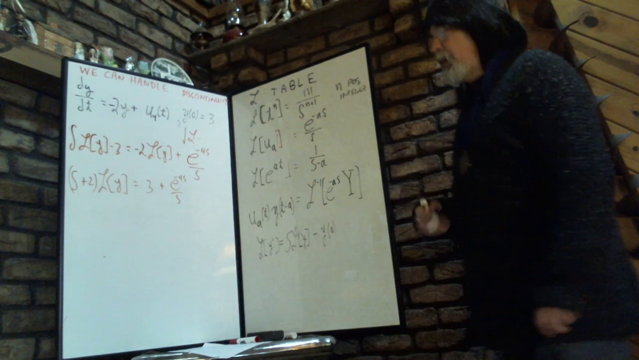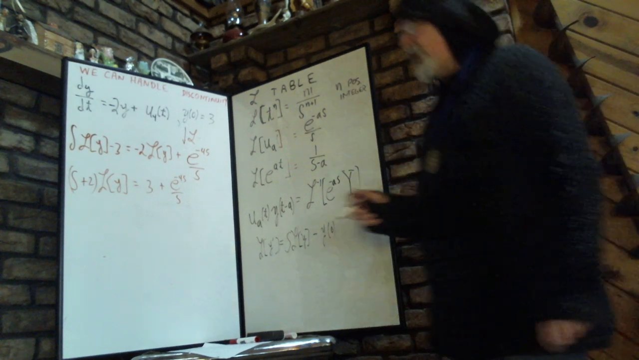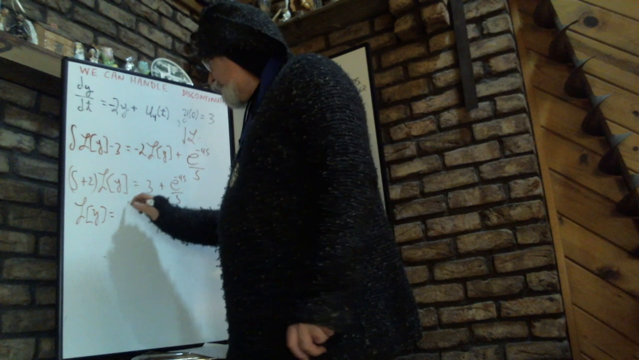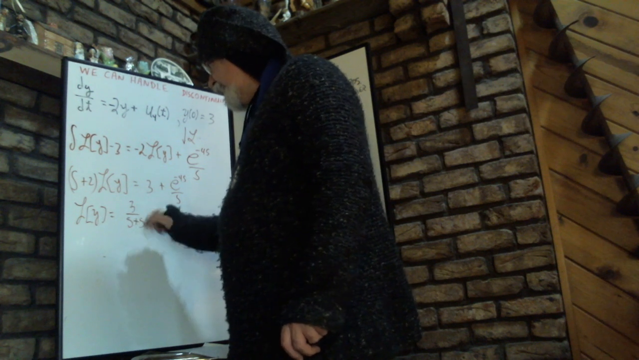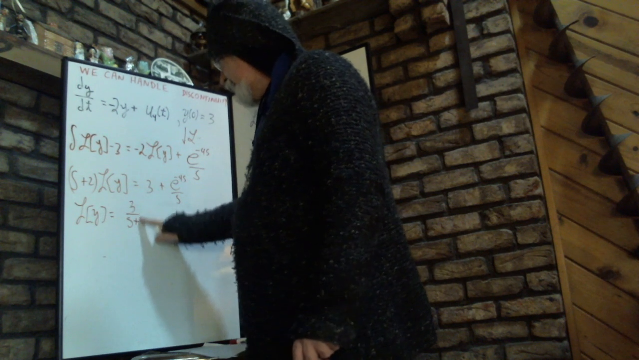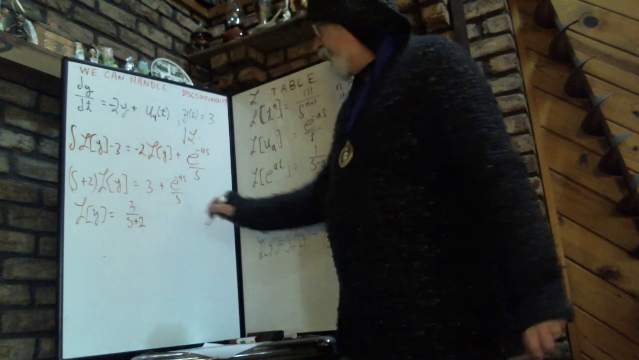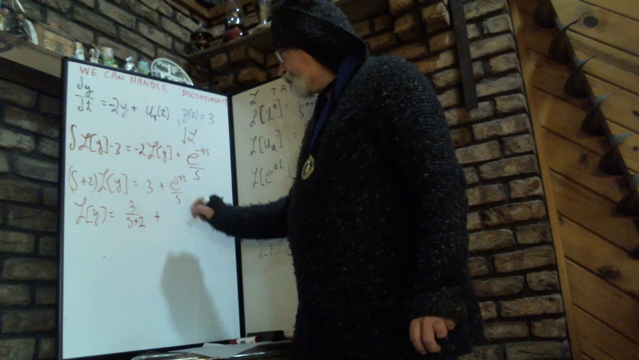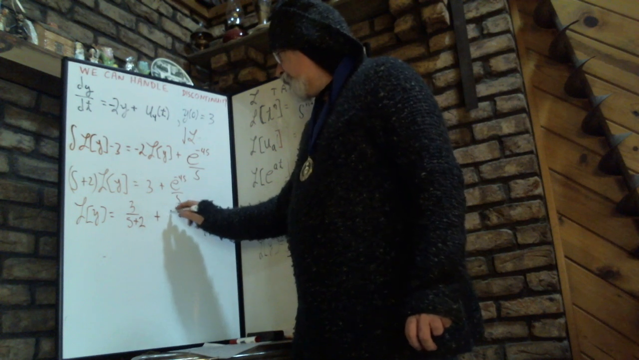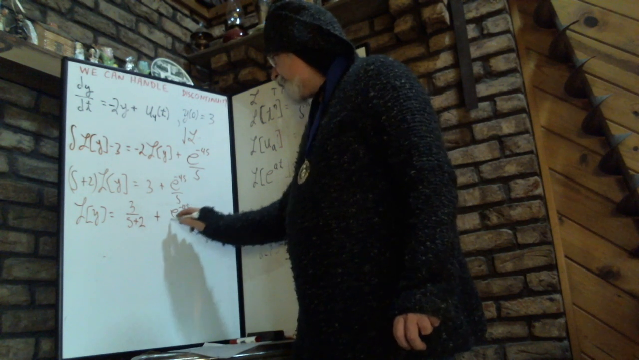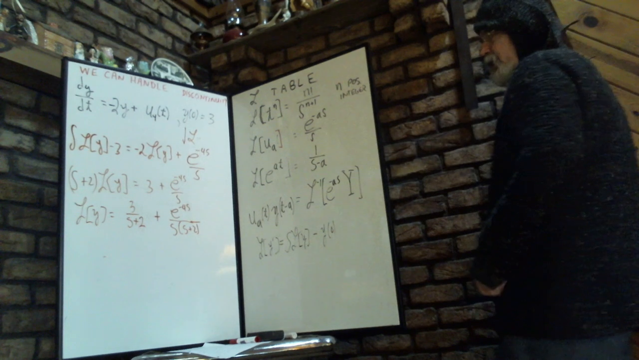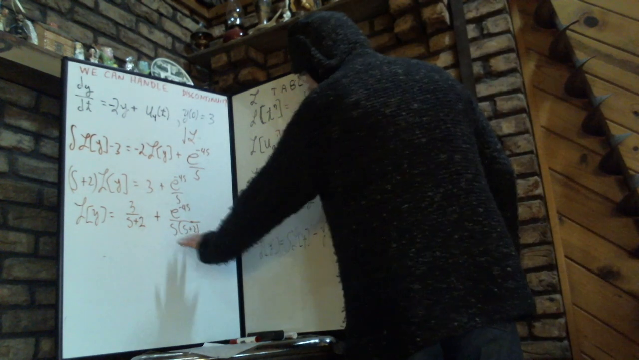I'm going to divide by s plus 2, and I'm going to have L of y, just like I always want. I want L of y equals 3 over s plus 2. That's not going to be a problem. And then plus e to the negative 4s over s times s plus 2. That's a problem, because I have e to the negative 4s over a product.